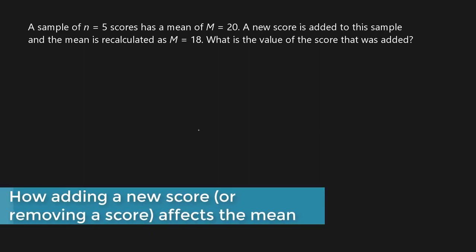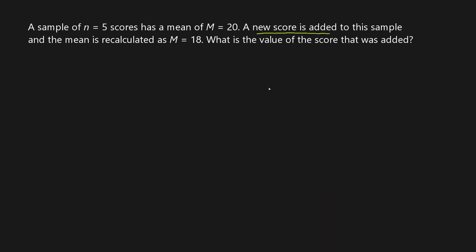Sometimes, after collecting a sample and already starting to work with the data, you need to add a new score to your data set. This is a question where that's happening, and I'm going to show you how that affects the mean. Now remember, the sample mean is equal to the sum of all of your scores, your total of all of your data, over the number of scores in your sample. So changing the data set by adding a new score is going to affect everything here. It's going to affect the total, and it's going to affect the number of scores in the sample.